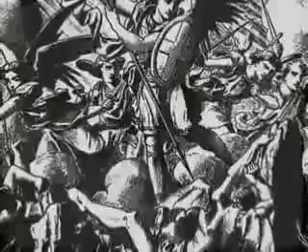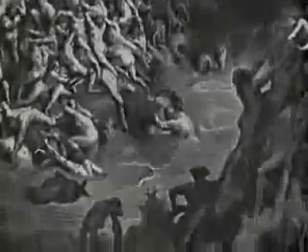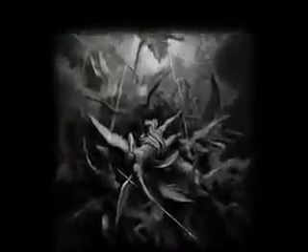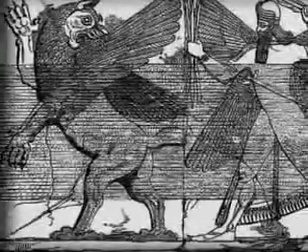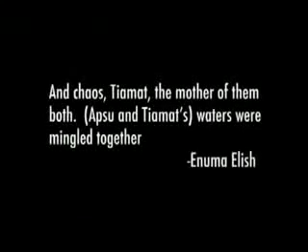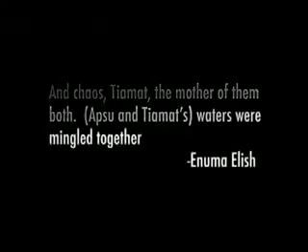One of the most revealing accounts is the battle of the gods in heaven and the ensuing flood. In the Bible, Lucifer rivaled the Lord and was defeated and cast down to earth. In the creation myth of the Enuma Elish, we find a similar story of Tiamat being defeated by Marduk and cast down to the abyss of Apsu. In Chaos, Tiamat, the mother of them both, Apsu and Tiamat's waters were mingled together, meaning that the chaotic waters of Tiamat were somehow mixed with the sweet waters of Apsu.